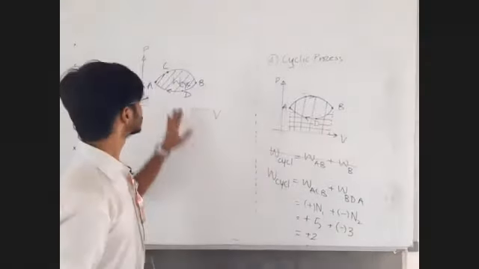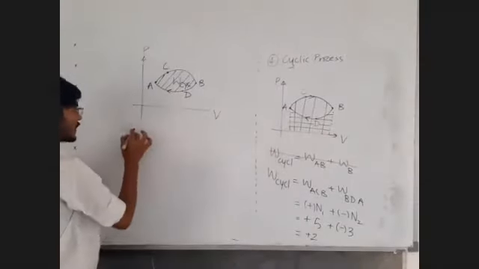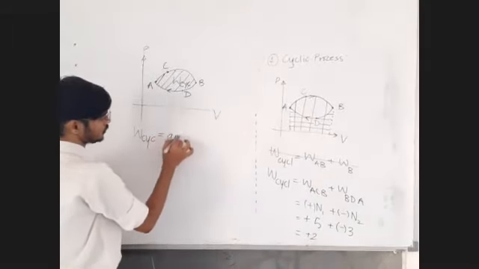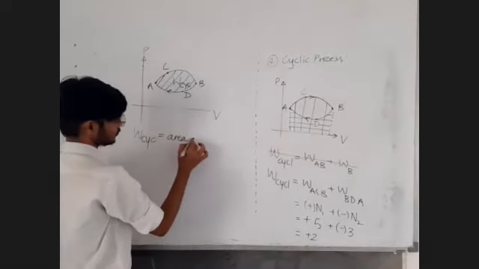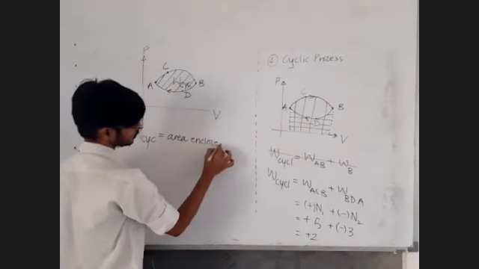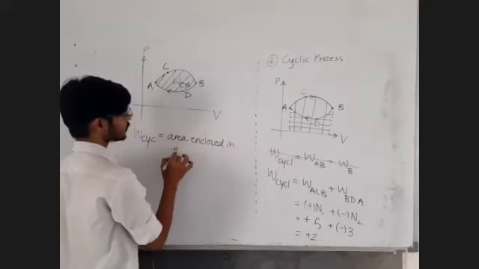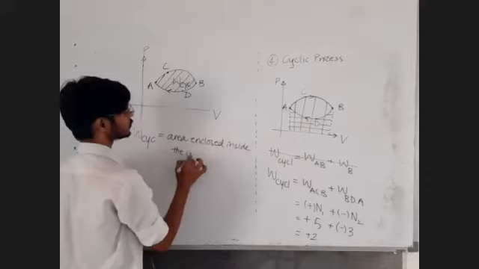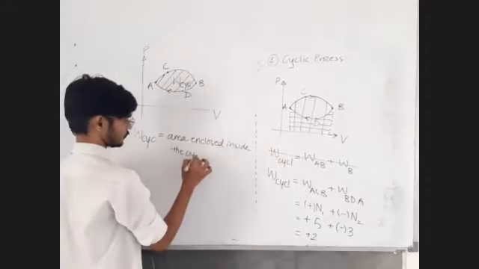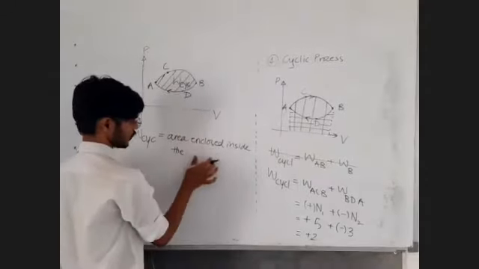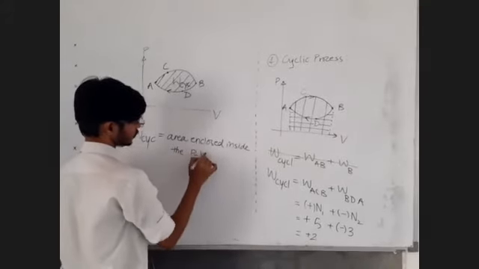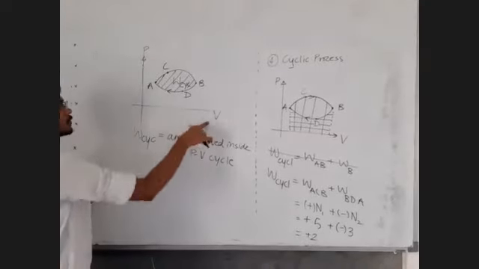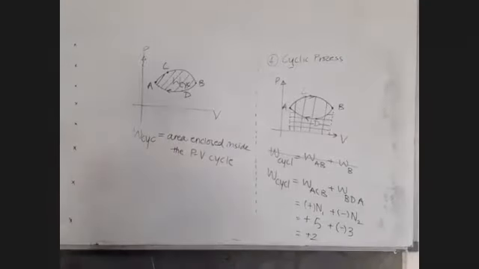Okay. So are you convinced that work done in the cyclic process is equal to the area enclosed in the cycle, or inside the cycle? Whatever the cycle is given to you, the area enclosed in the pressure volume cycle. This is a pressure volume graph. That area is actually the work done.